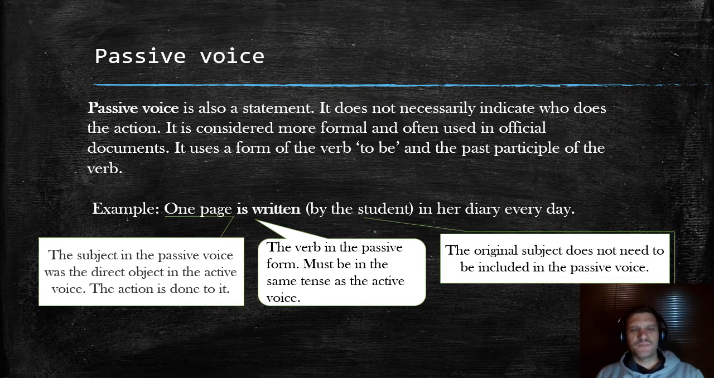What we have done here is we've taken the object from the previous sentence, we've shifted it to the front, and this becomes the subject in the passive voice. The verb form has to change. Notice that the tense stays the same, and the words by the student may now be left out as indicated in the brackets. The remainder of the sentence, in her diary every day, must be there. All information must be present when changing from the active voice to the passive voice.